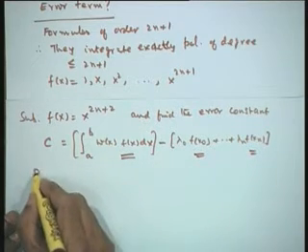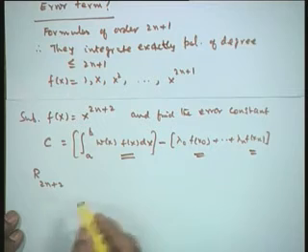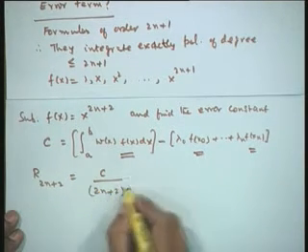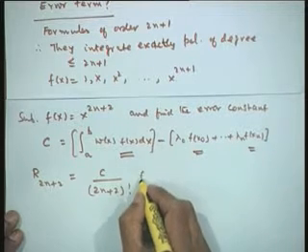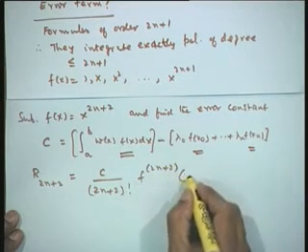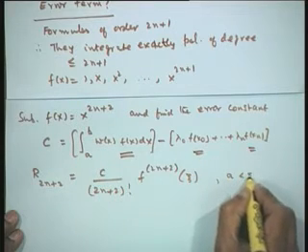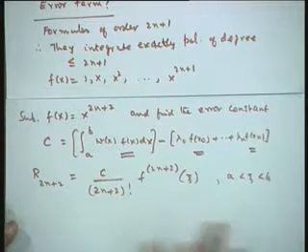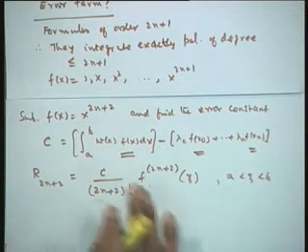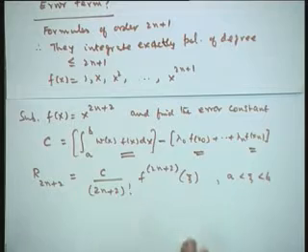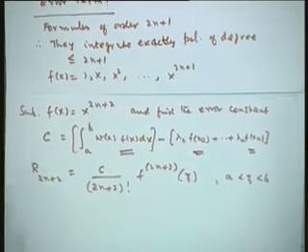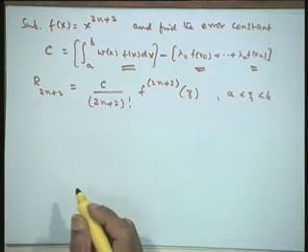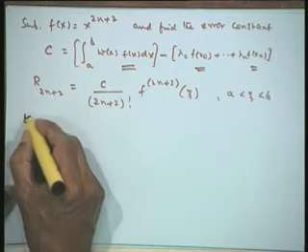Then the error is given by R 2n plus 2, which is equal to c upon 2n plus 2 factorial times the 2n plus 2 derivative of f at xi, where xi is lying between a and b. This is the general procedure for every method, that we pick up the order of the formula and then find out the error constant and write down our final error formula here. So, let us illustrate it through an example. So, let us take this as an example.